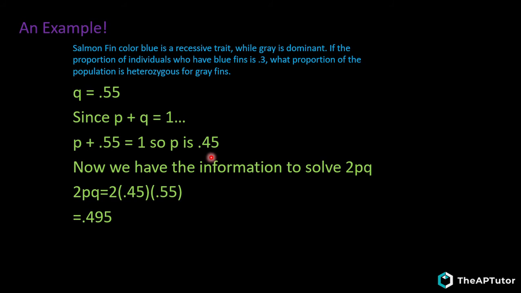So now we have all the information we need. We know that p is 0.45 and q is 0.55. So the proportion of the population which is heterozygous for gray fins, remember the heterozygous portion is found by 2pq, equals 2 times 0.45 times 0.55, which equals 0.495. And that is the proportion of the population that is heterozygous for gray fins, around half the population.